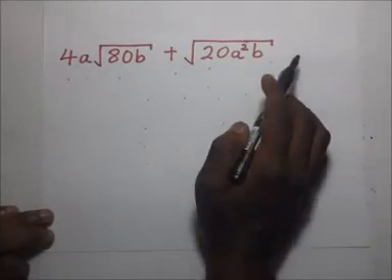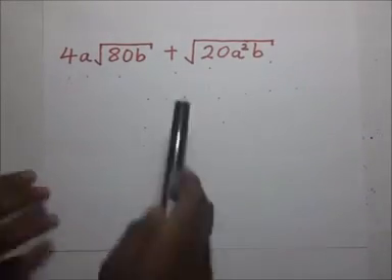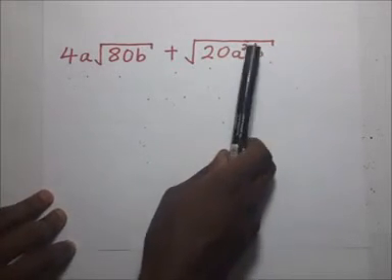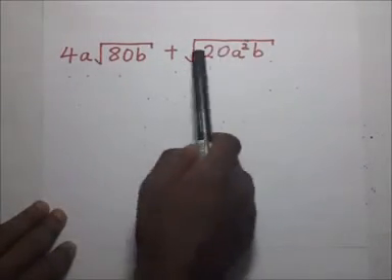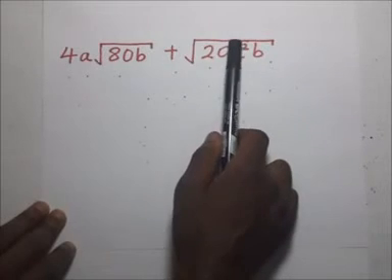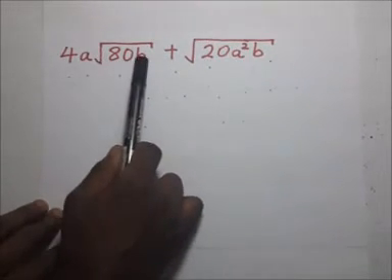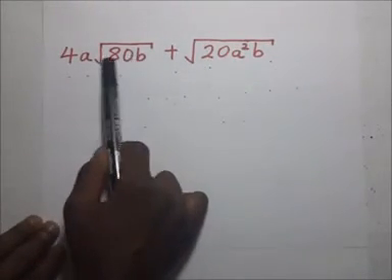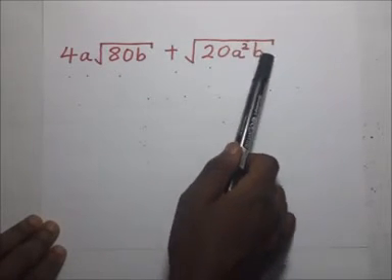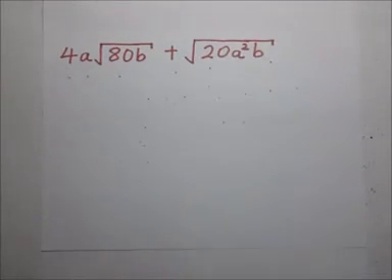So to simplify this surd as well, again, our first step is to make sure that the surds we are dealing with are in their simplest form. If you look at this, root 80b can be simplified further. Likewise, root 20a squared b can also be simplified further. So that's what we begin with.